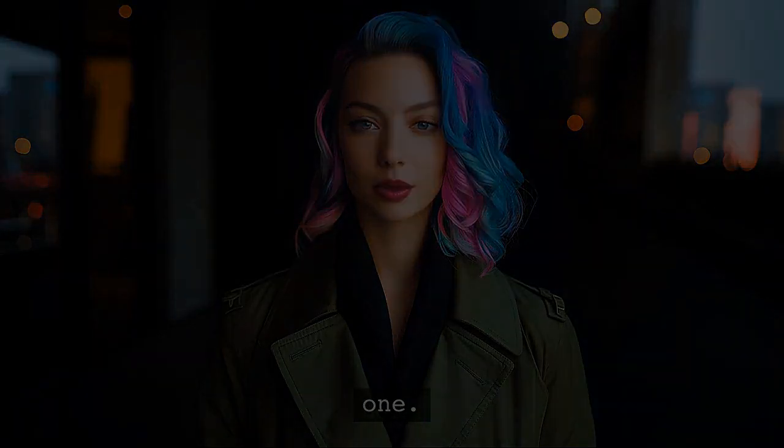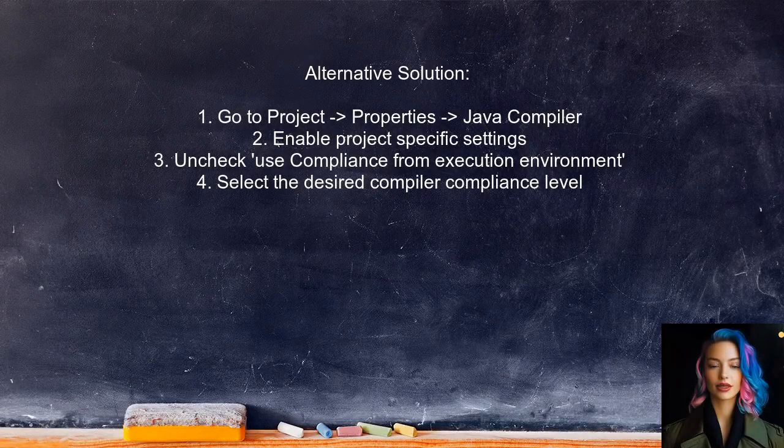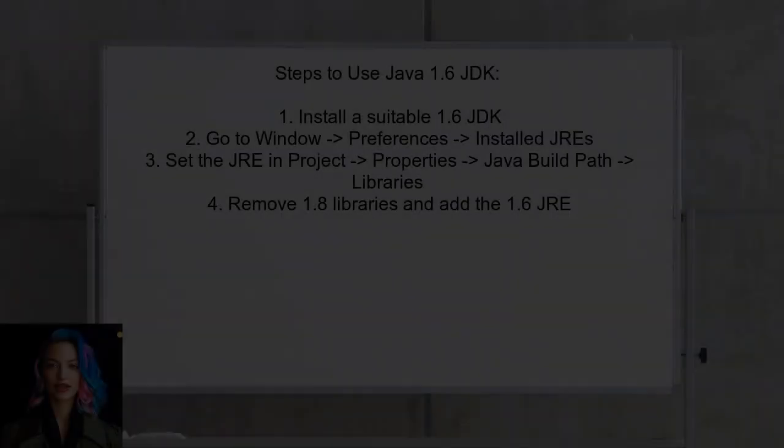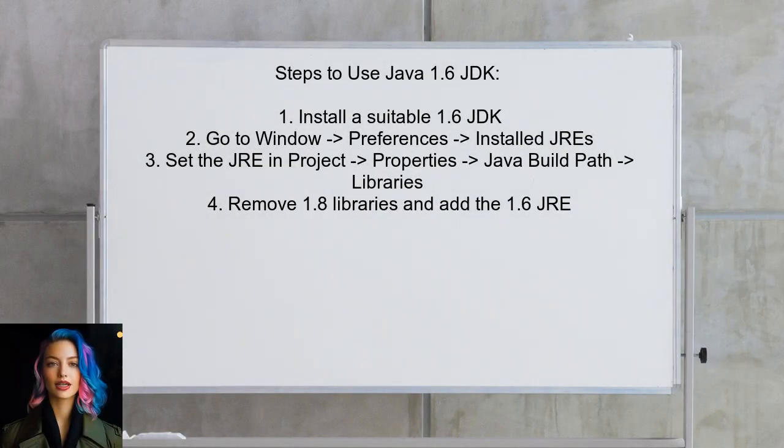Let's explore another one. An alternative solution provided by another user addresses the issue with Eclipse settings. They suggest enabling project-specific settings in Eclipse to avoid the no such method exception. This involves unchecking the option to use compliance from the execution environment and selecting the desired compiler compliance level. If you want to compile with a Java 1.6 JDK, the user advises installing a suitable JDK and configuring Eclipse to recognize it. This includes setting the correct JRE in the project properties and ensuring the right libraries are added.